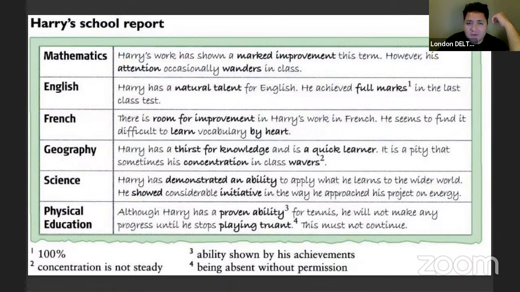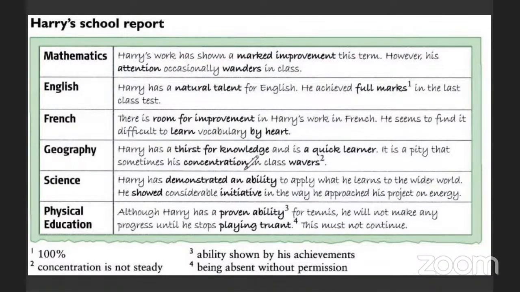Okay, very well. Then we have here French. Please, can we read Alec, please? There is room for improvement in Harry's work in French. He seems to find it difficult to learn vocabulary by heart. By heart, yes. By heart. So the first expression, room for improvement, means that you can improve, similar to área de oportunidad, right? So you say there is room for improvement. That means you can do something about it.